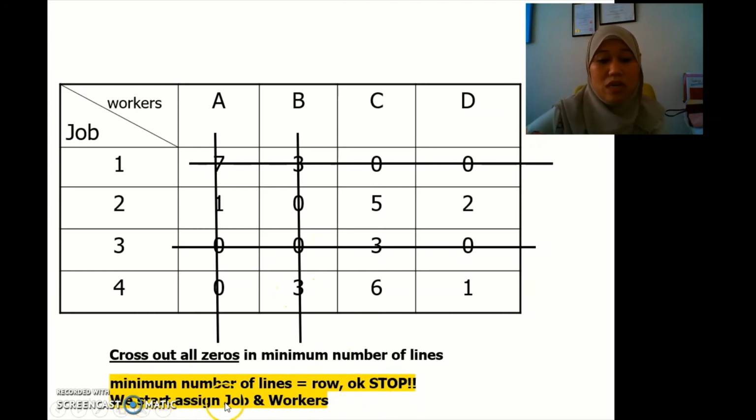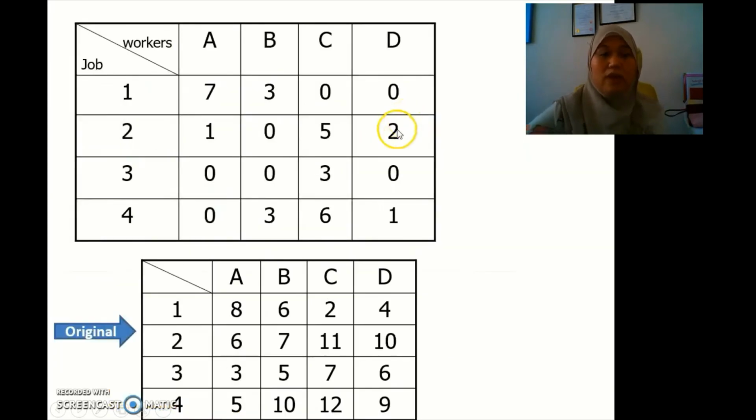So we start to assign the jobs and the workers. We're going to use this table to do the assignment, pairing which job goes with which worker. Remember, this is the table after we crossed out with all 4 lines, and this is the original table from earlier. So we need to do the pairing.